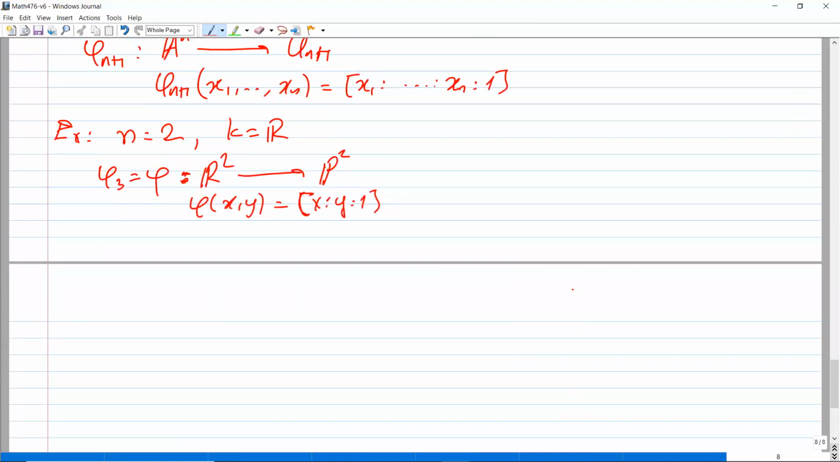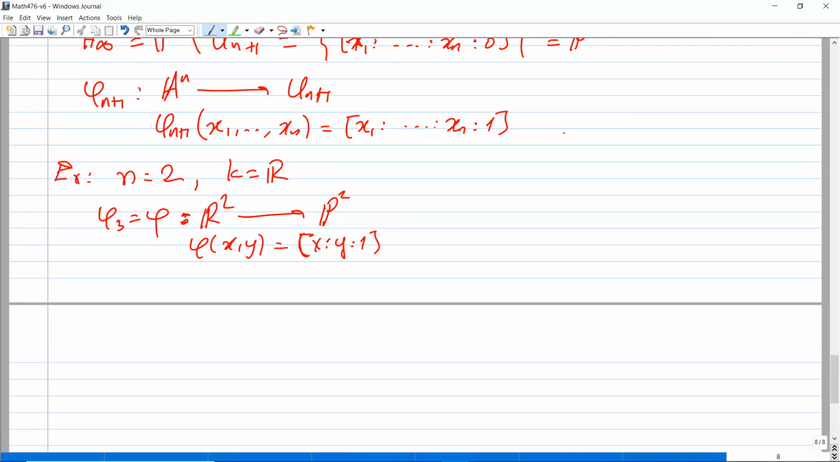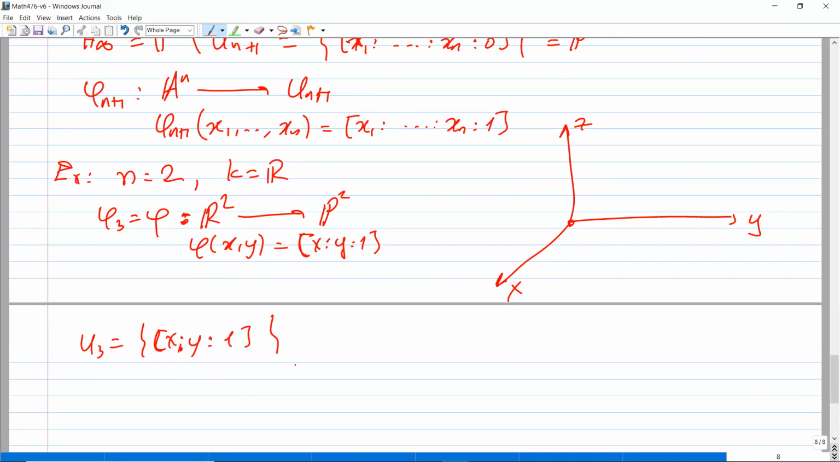Namely, we can visualize it like this. In the x, y, z space, U3, remember, is (x, y) and the last coordinate is 1. We can think of this as a unique representative. We can think of this as the z equals 1 plane, like this.